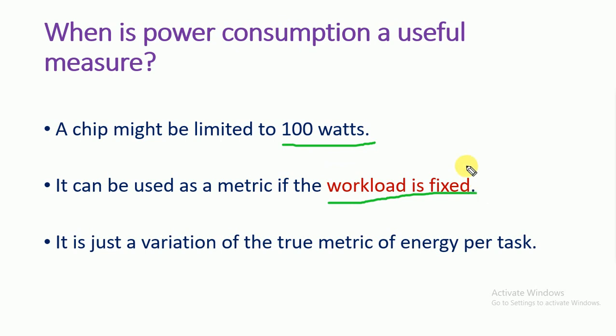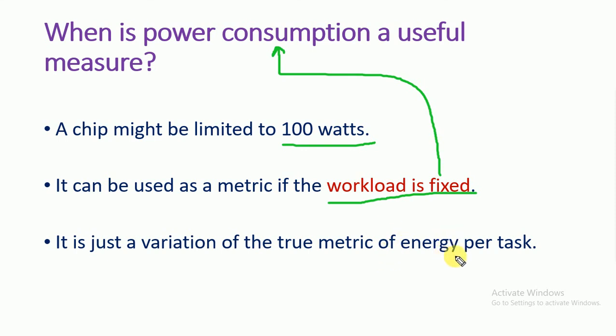If the workload is always fixed, a chip can consume a maximum of 100 watts. We cannot say that dynamically the workload can be increased; that cannot be permitted. In that situation, if the workload is fixed, the power consumption can be considered a useful measure for evaluating different processors. So it is just a variation of the true metric of energy per task.